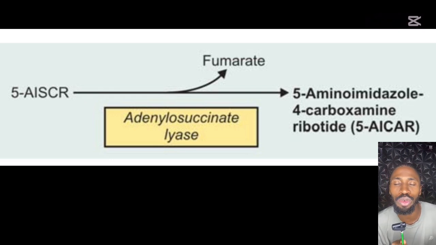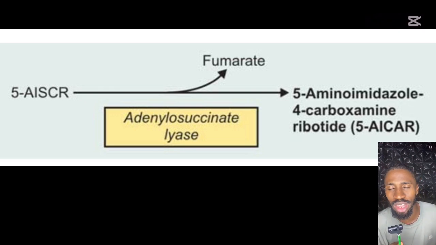So what are we going to form if we remove it from the reaction? We'll be forming 5-phosphoribosyl adenylo carboxyaminoimidazole. So fumarate will leave the reaction. Remember, we are using a lyase reaction to remove fumarate. So what is the next thing now?